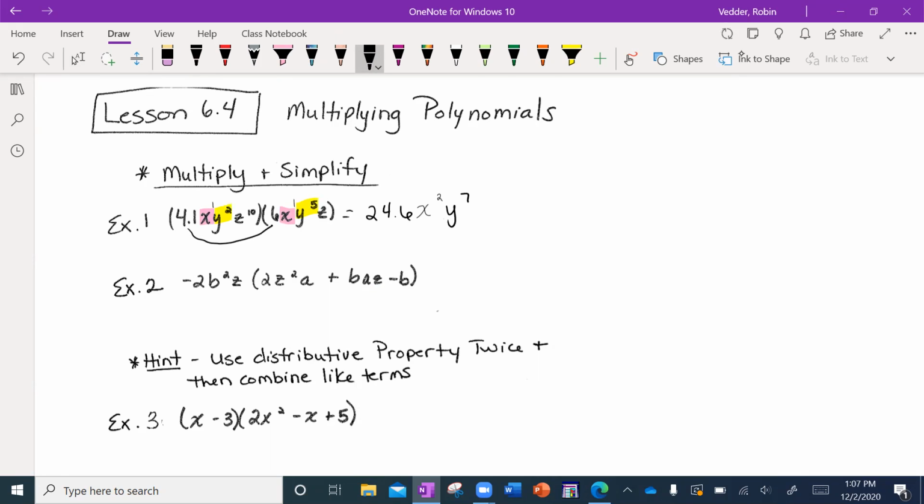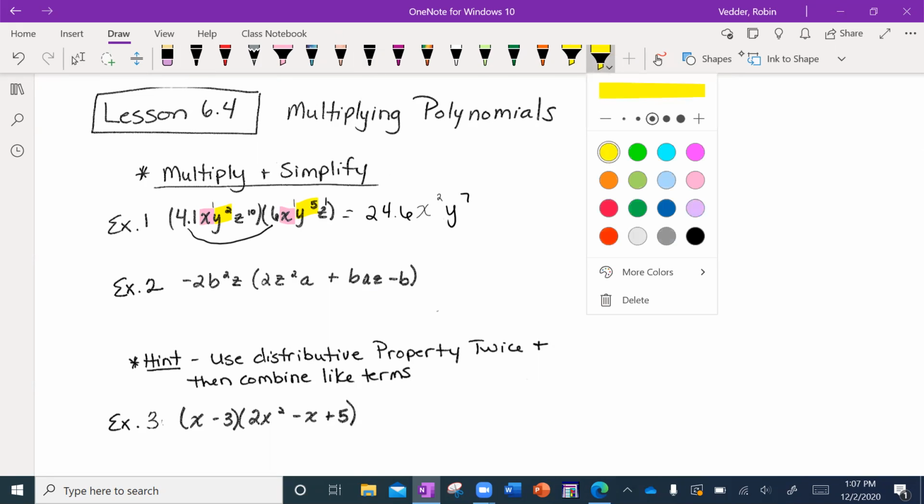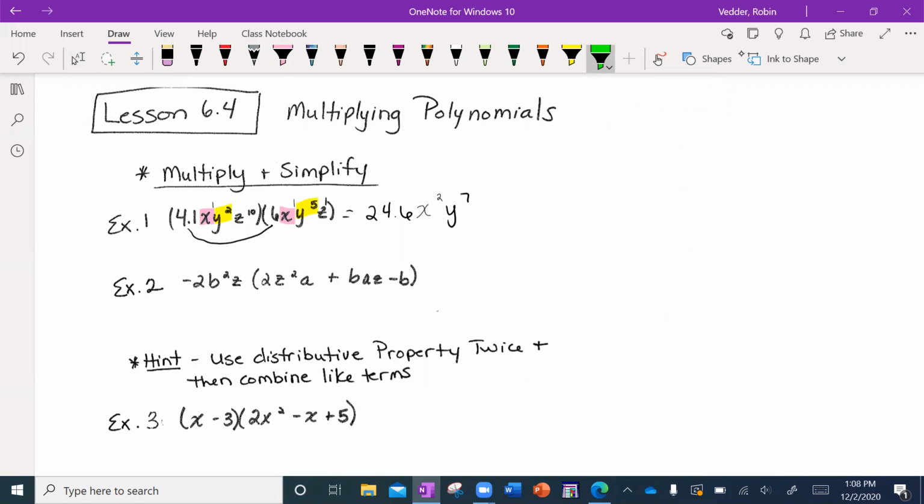Finally, with the z's, don't forget this is z to the first. When we do our z's, we have z to the 10th, and then we have z to the first, which gives us a total of 11, because 10 plus 1 is 11. So our final answer is 24.1 x squared, y to the 7th, z to the 11th. That is how to multiply two monomials together.